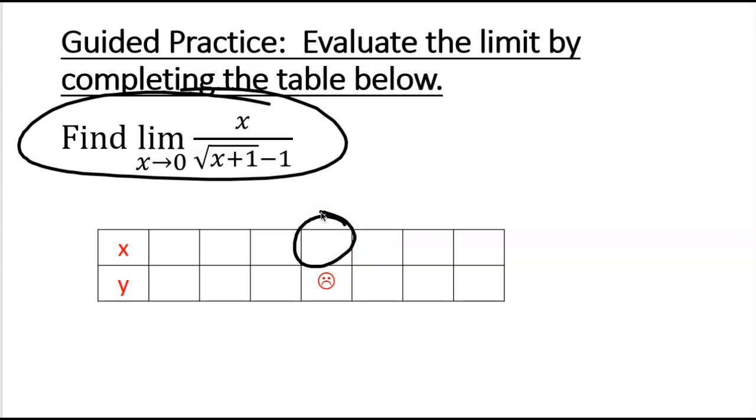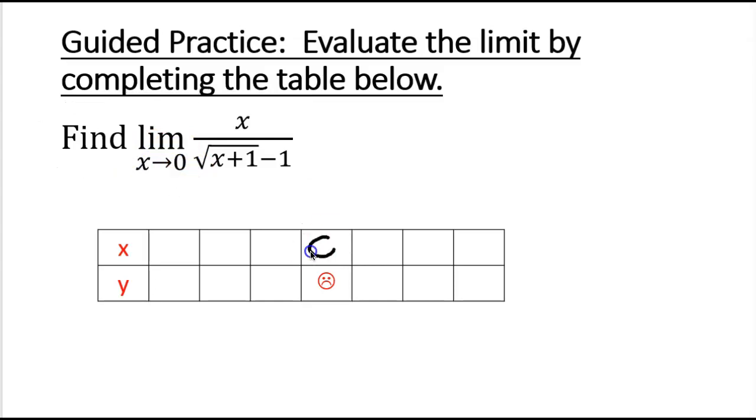All right. So, well, that's the x value I'm approaching. And from the problem up here, I can see the x value we are approaching is 0. So I'm going to put a 0 there. Now, I've already done the work for you, and I'm going to put a sad face here because if you plug 0 in, the function doesn't exist there.